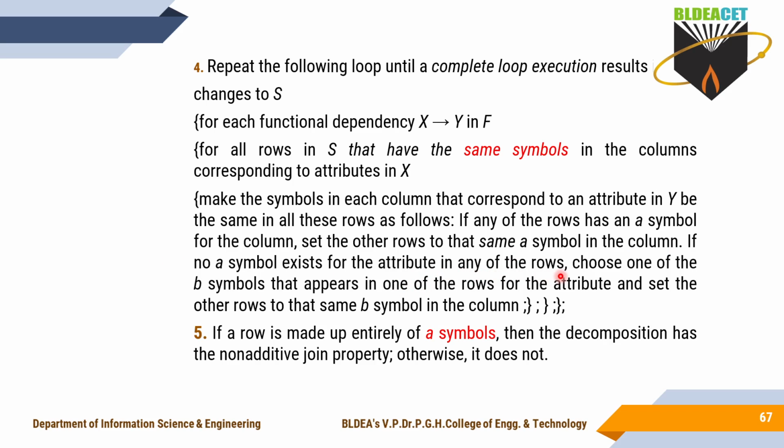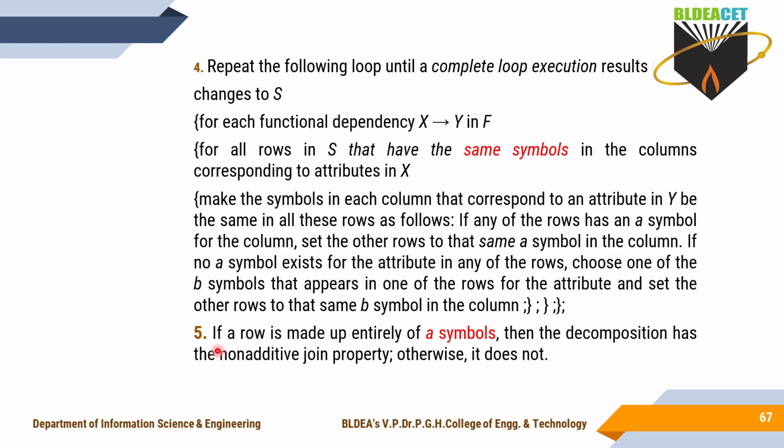So if an A symbol does not exist, then choose one of the B symbols that appears in one of the rows for the attribute and set the other rows to the same B symbol in that column. Either you set it as an A symbol or as a B symbol, and you have to repeat this for all functional dependencies. So you change the column values either to an A or to a B symbol. It depends on what? Based on your functional dependency.